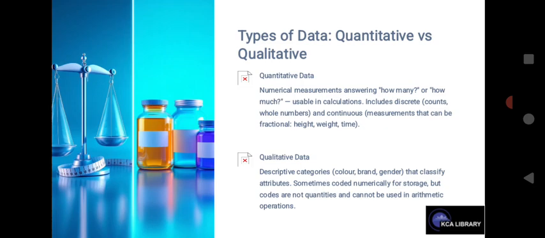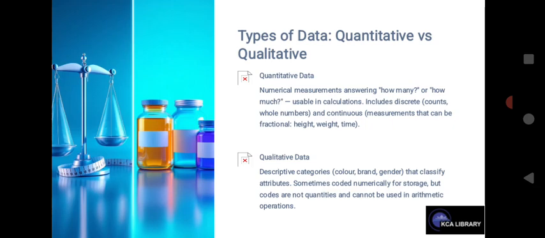We have generally two types of data. We have quantitative data and qualitative data. Quantitative data is a form of numerical measurements that answer questions such as how many or how much, and is usable in calculations. So it includes discrete and continuous data. When we say discrete data, I'm referring to counts, whole numbers. Continuous data can be measurements that can be fractional, like height, weight, or time.